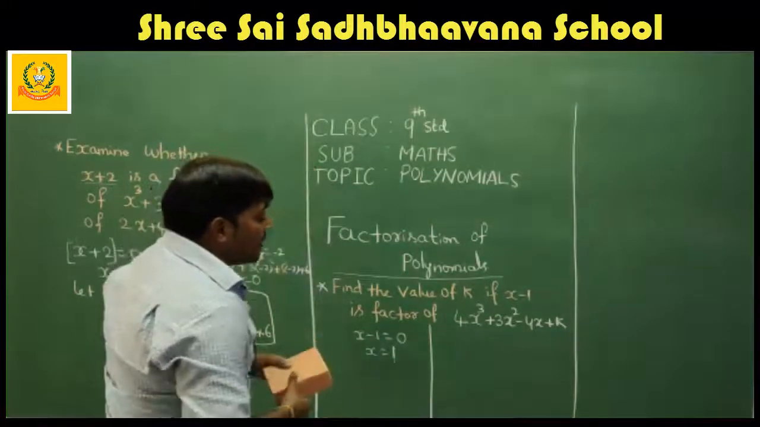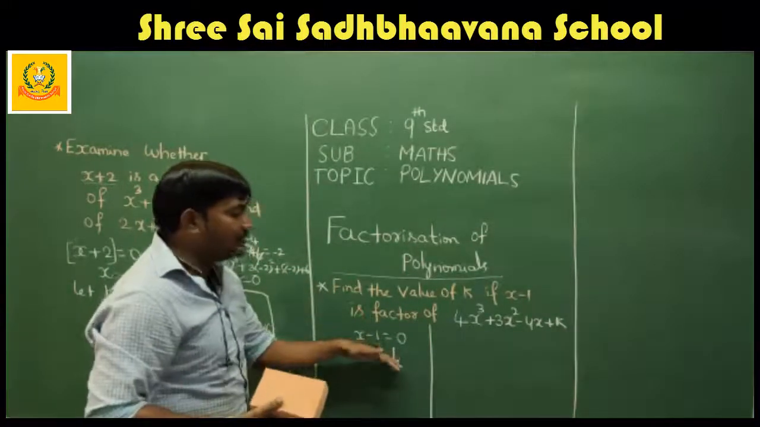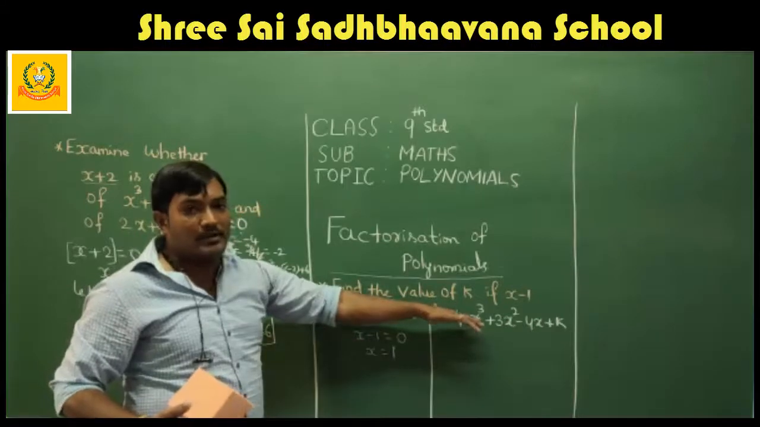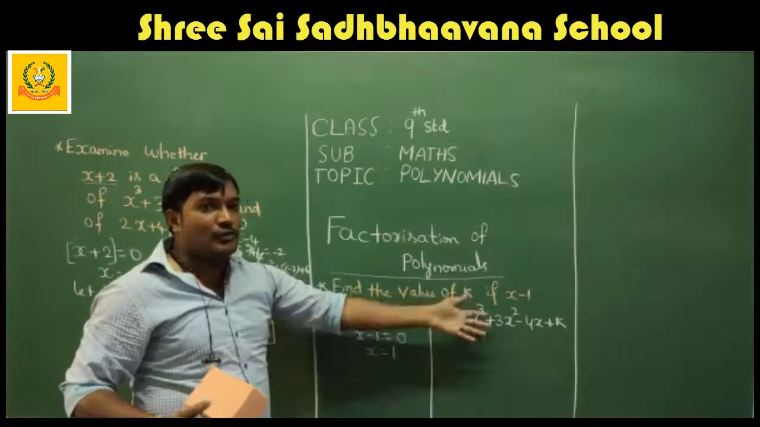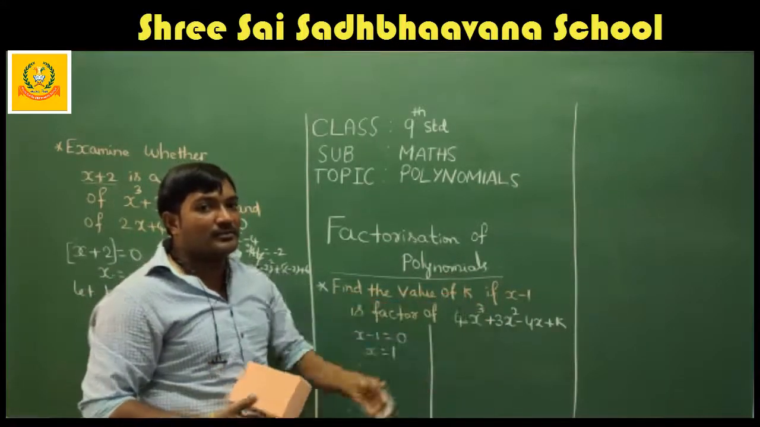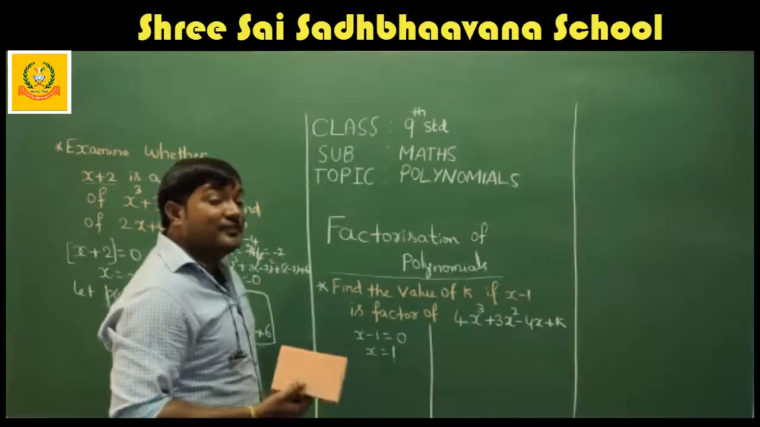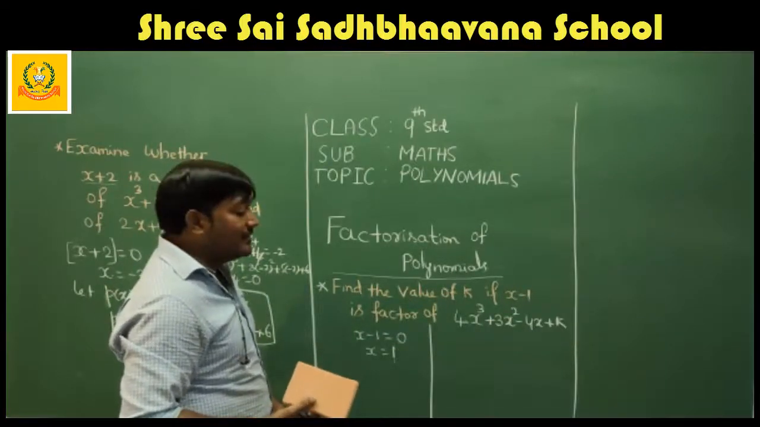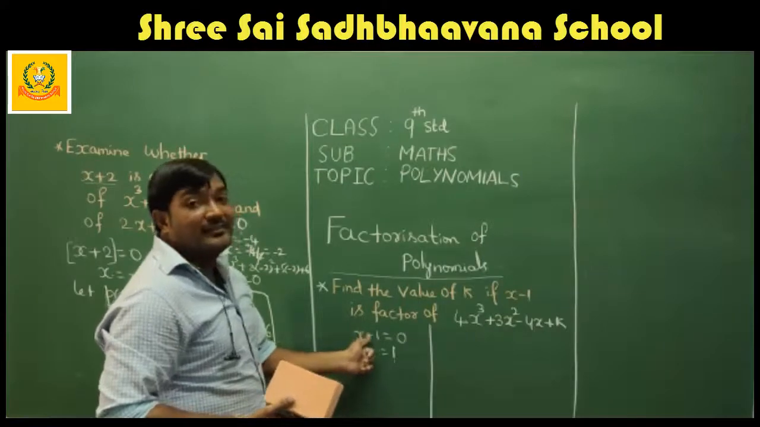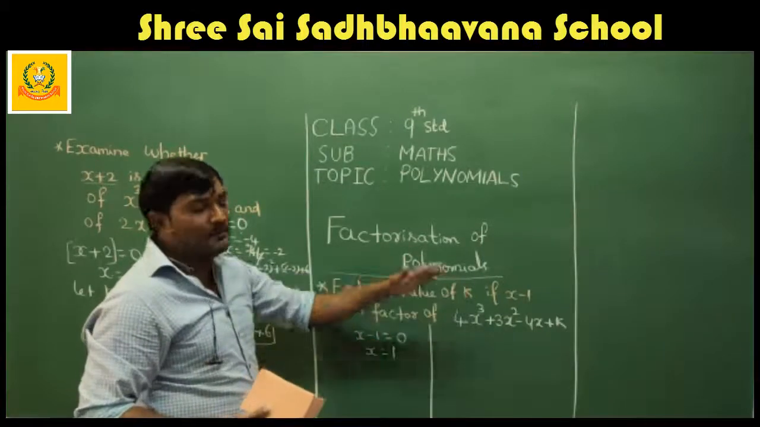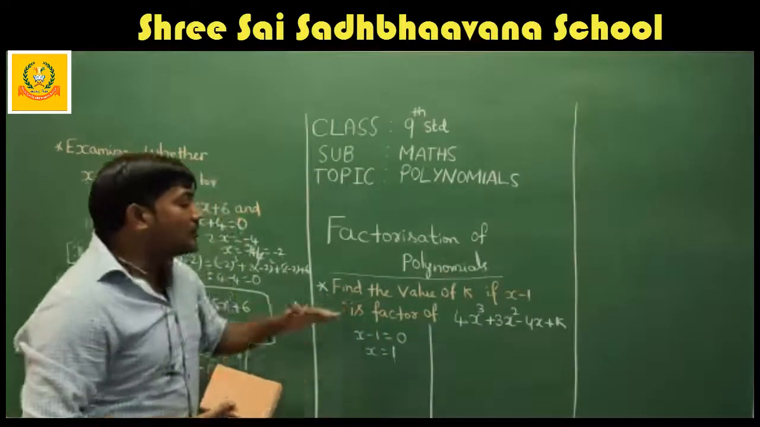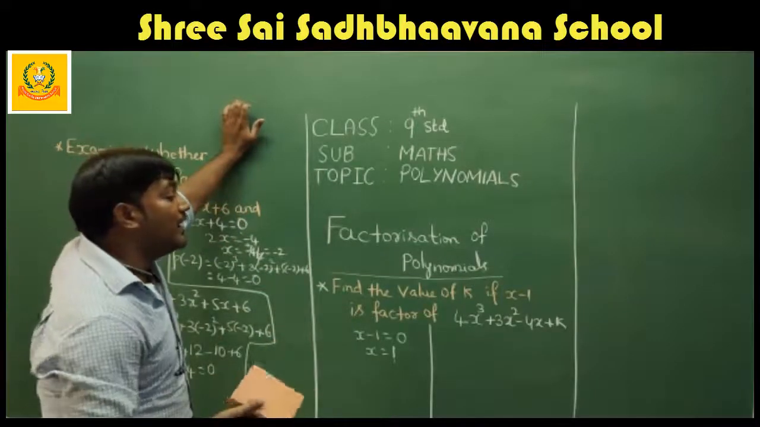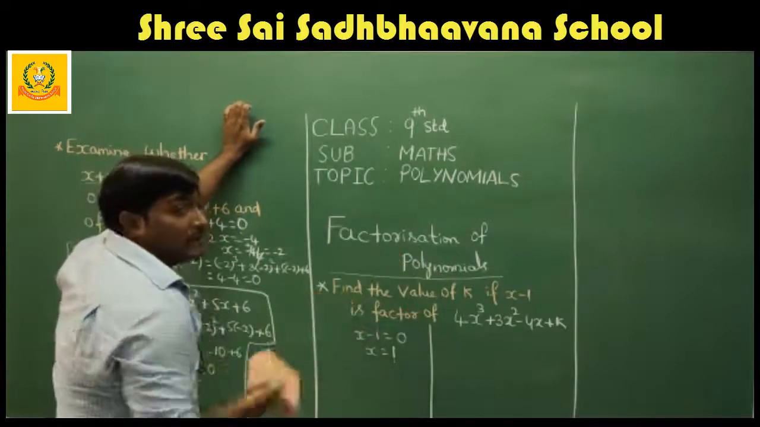So now when you substitute the value of x in a given polynomial, if whatever you get after the substitution of the x value is 0, then only we can consider x minus 1 as a factor of the given polynomial. Yes, now what is the question here? Find the value of k if x minus 1 is a factor of the given polynomial.